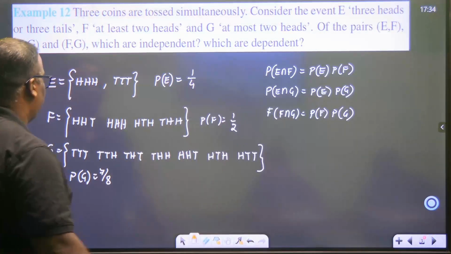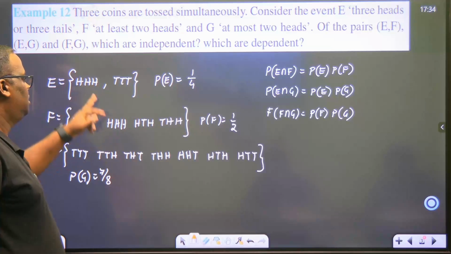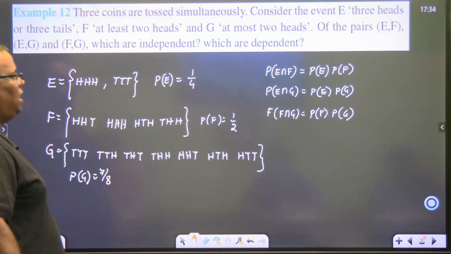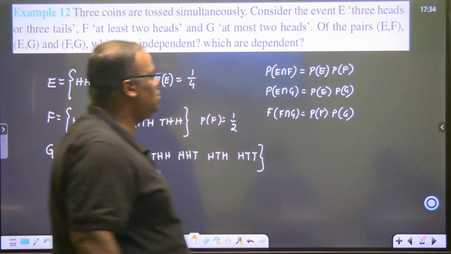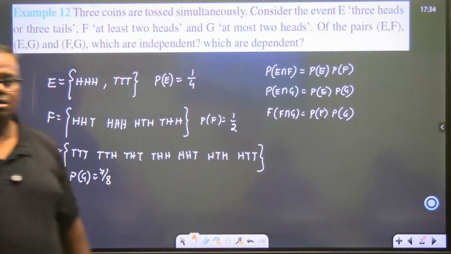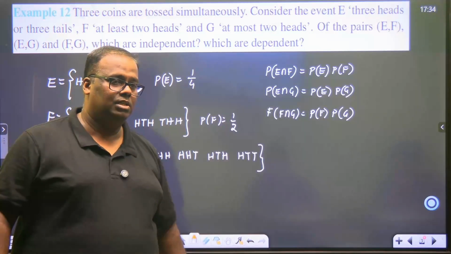E intersection F में ये एक, right? Yes. There's only one. 1 by 8. So E and F are independent. How about E and G? No. They are not independent. Is it same for all of you, Neha? And how about FG?